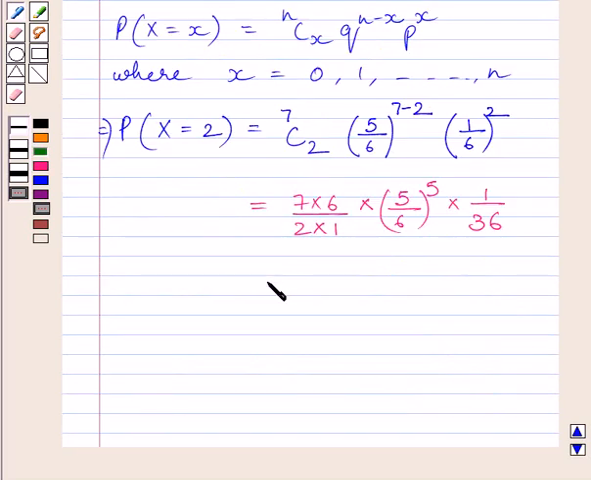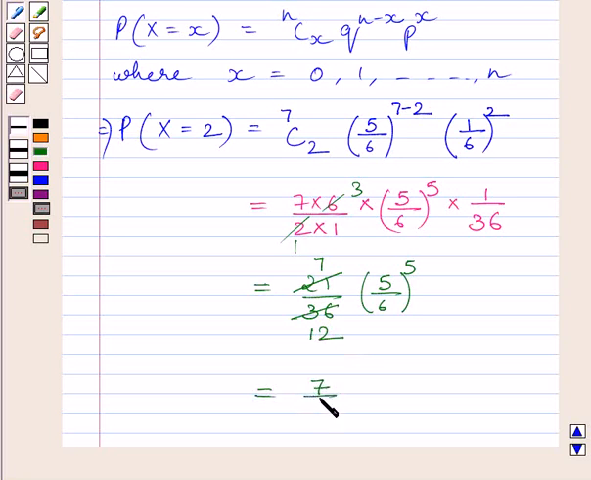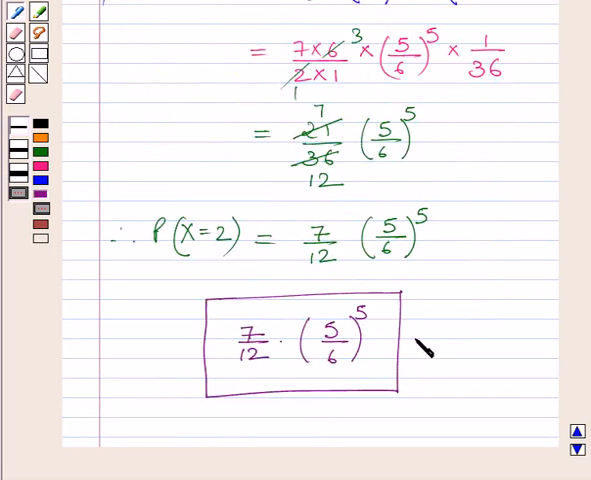Now simplifying further, we will cancel common factor 2 here. We get 21 upon 36 multiplied by 5 upon 6 raised to the power 5. Now again we will cancel common factor 3 from numerator and denominator both, and we get 7 upon 12 multiplied by 5 upon 6 raised to the power 5 is equal to probability of getting 2 successes. So this is our required answer.